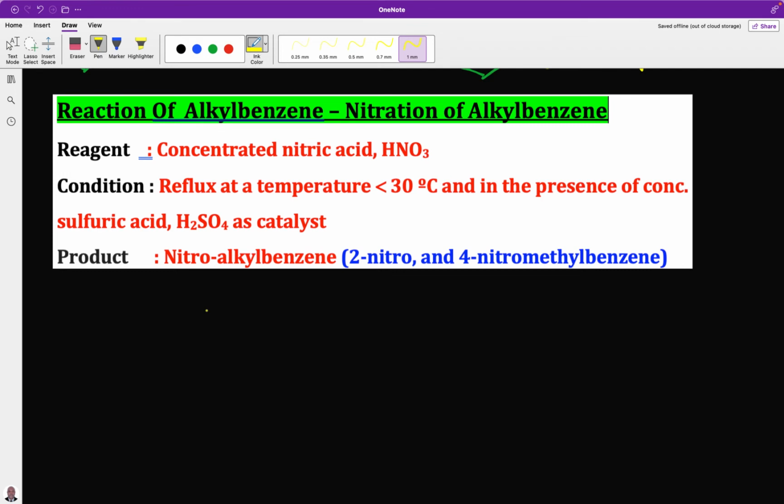If you want to know the mechanism of this reaction, I will advise you to watch our previous video on nitration of benzene. But in this case, it's still the same thing. But I will just give you the product of the reaction. So methylbenzene. Methylbenzene, say it is 2,4 directing, plus nitric acid.